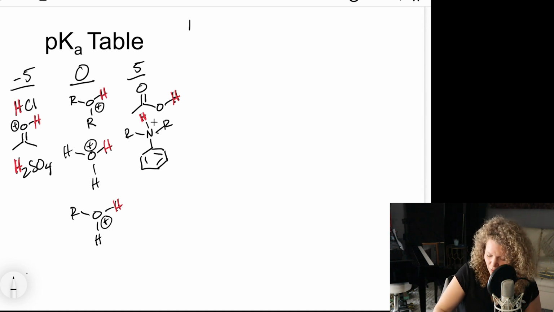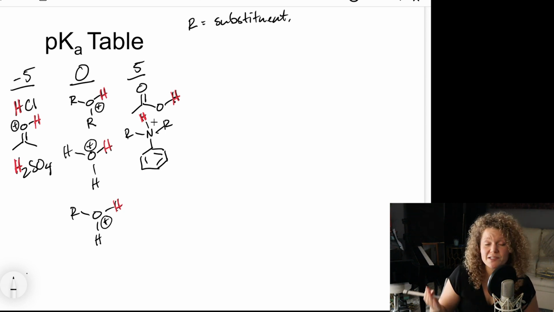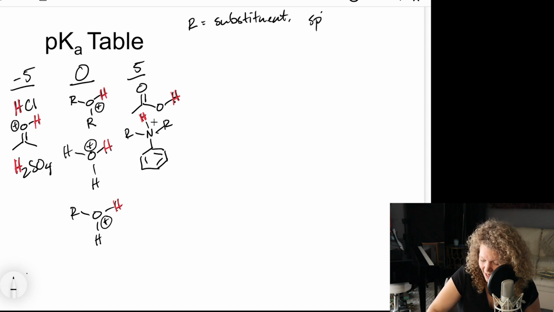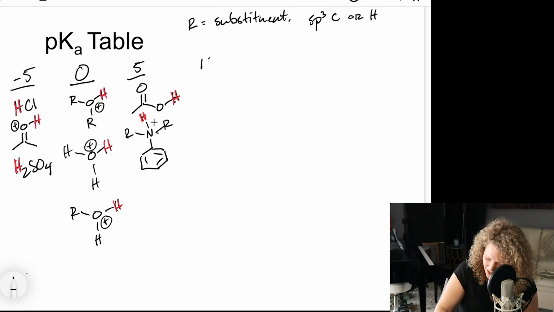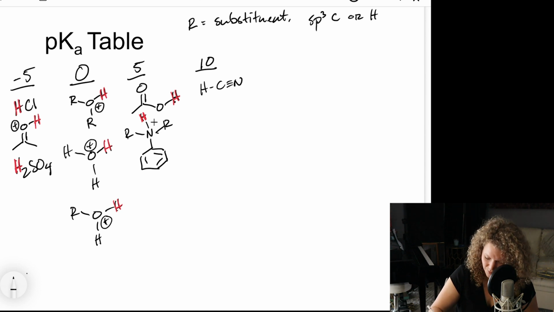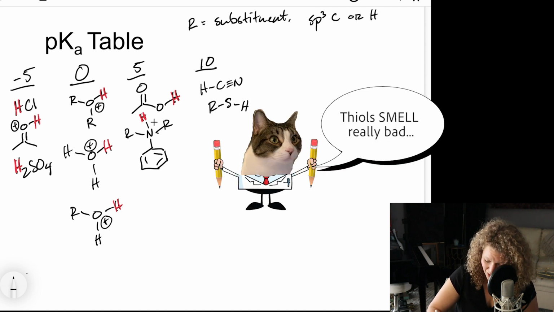I should make a note that when I write R, remember that this is a substituent. Generally speaking, R groups are typically sp3 hybridized carbons, or they could sometimes be H's. These are not functional groups. Let's now move up to a pKa of 10. Hydrogen cyanide, the proton here has a pKa of 10. A thiol, which is a hydrogen on this sulfur, has a pKa of 10.